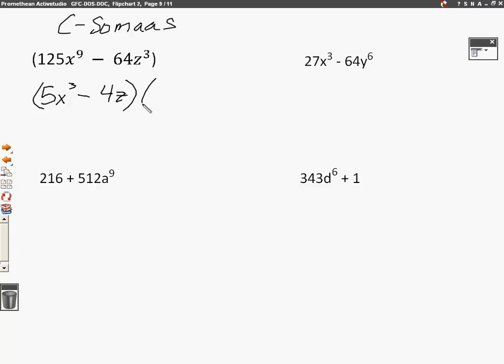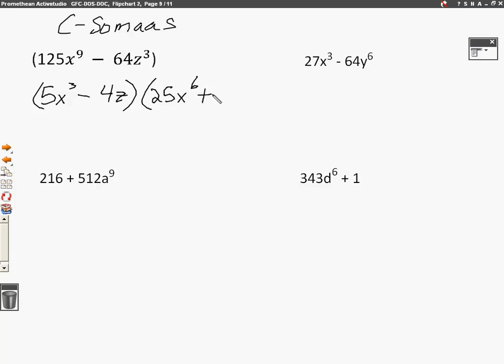And then SOMAS. Okay? We square the first term. This is the first term. We square it. We get 25. And then remember, when you square, you multiply the exponent by 2. 3 times 2 is x to the 6th. Opposite sign. Notice this sign is a minus because this sign is a minus. Okay, so this sign will always be the same. So over here, it's going to be a plus for the opposite sign.